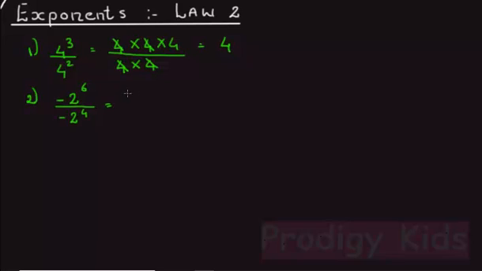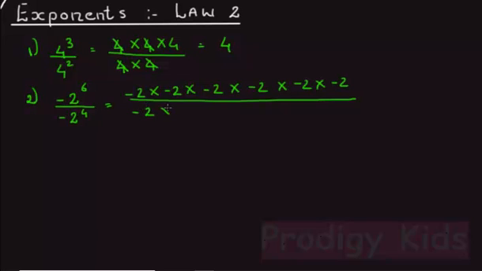Now what does this mean? It means -2 is repeated 6 times. That is -2 into -2 into -2, and so on, all divided by -2 raised to 4, so -2 into -2 into -2 into -2. So what does this give us?